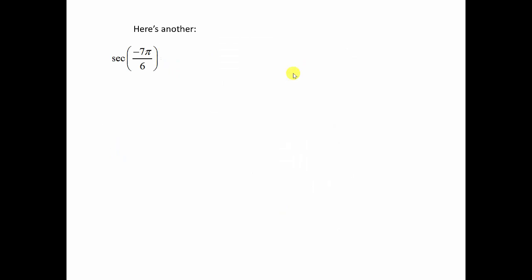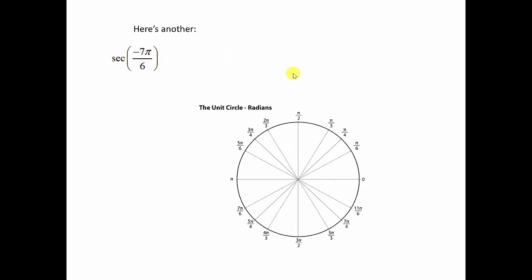All right, let's do another one. Let's look at the secant this time. Now, this unit circle picture I have doesn't have negative angles. We can just do it ourselves. There's negative pi 6, negative 2 pi 6, negative 3 pi 6, negative 4 pi 6, negative 5 pi 6, negative 6 pi 6, negative 7 pi 6. So that's our angle right there. And our point is negative radical 3 over 2, 1/2.